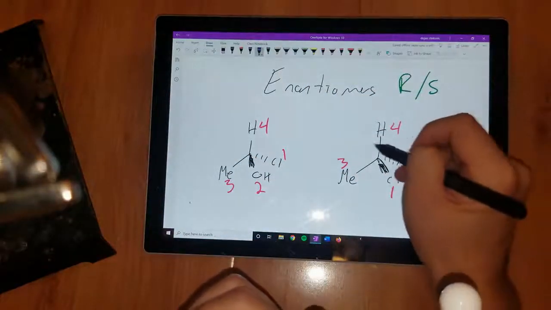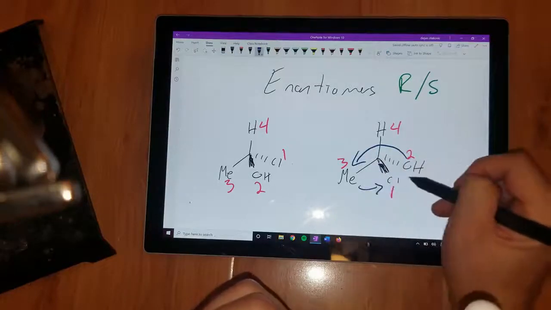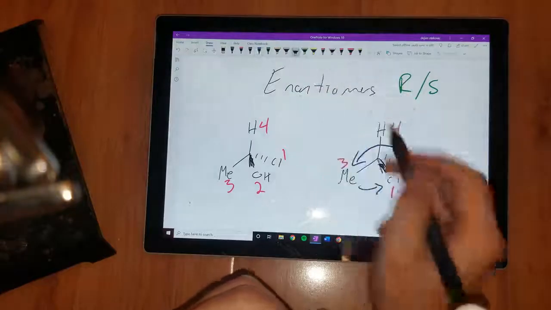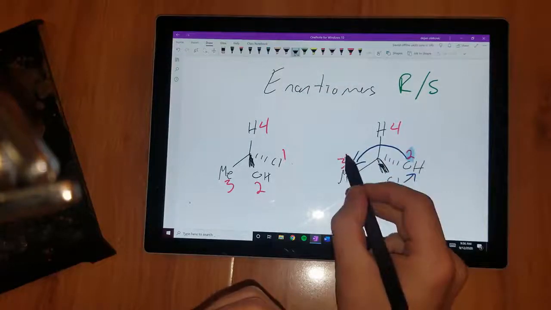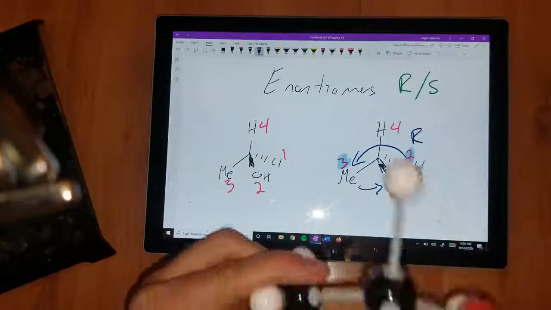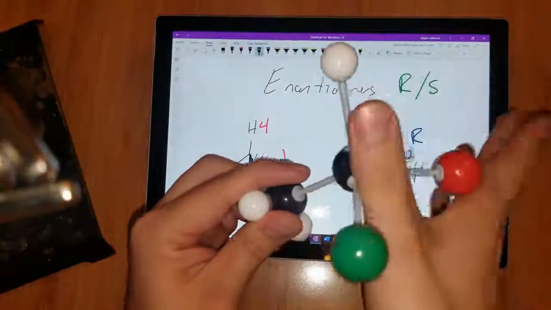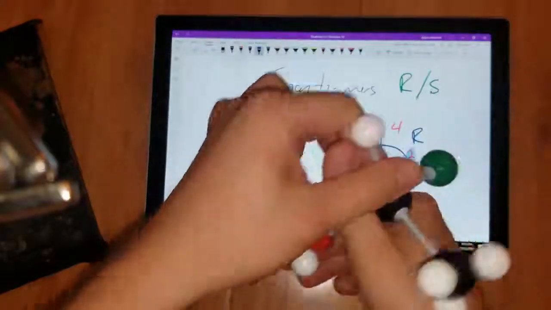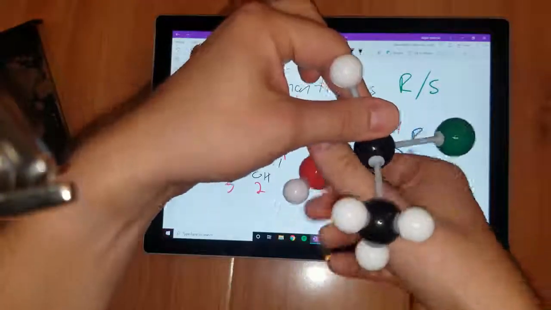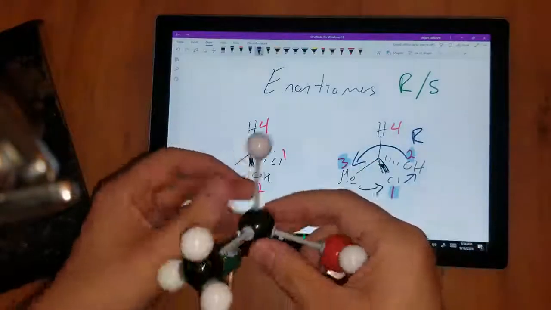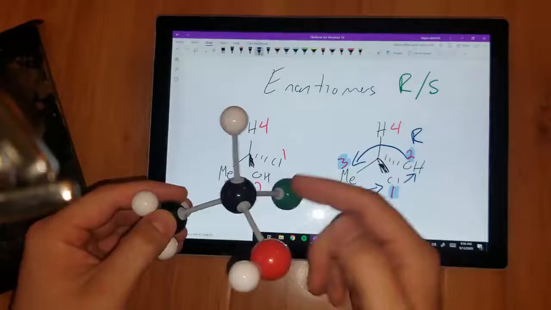So we go from OH to methyl to chlorine and then back again. If you take a look at the numbering system here, 1, 2, 3, that's correct numerical order, and so this molecule is R. So really it's over here, 1, 2, 3. And then let's take a look at this molecule again in the orientation that is drawn.